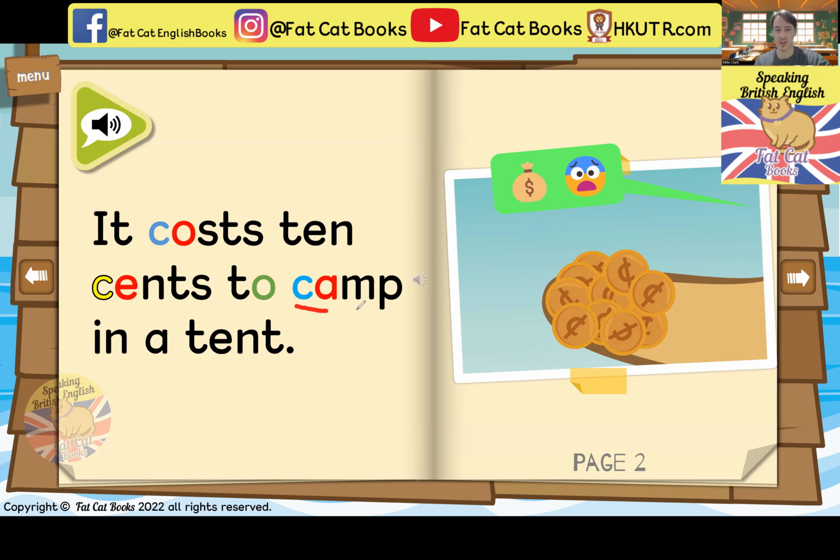To camping. To camp in a what? In a tent. In a tent. Well done. Yeah, to camp in a tent.